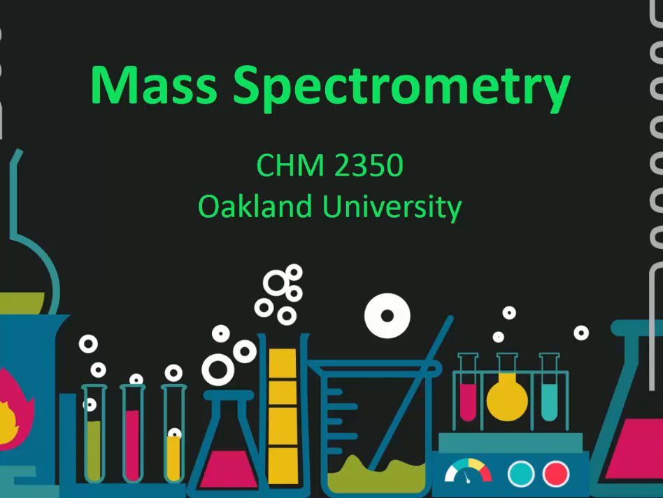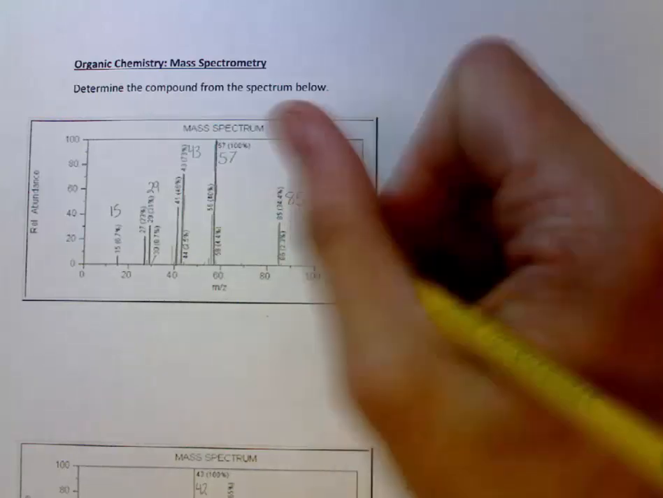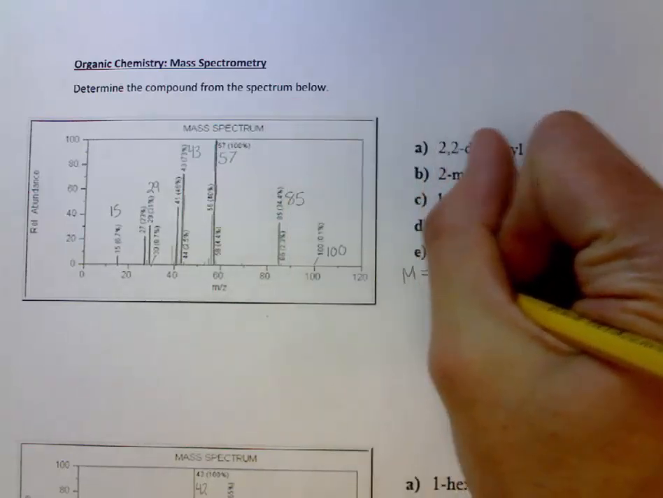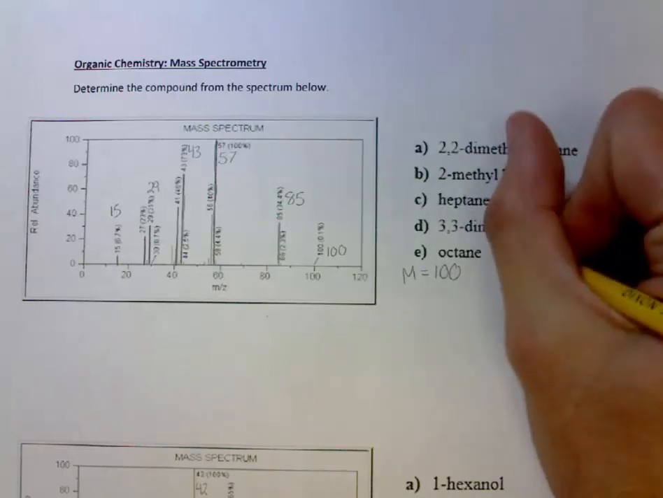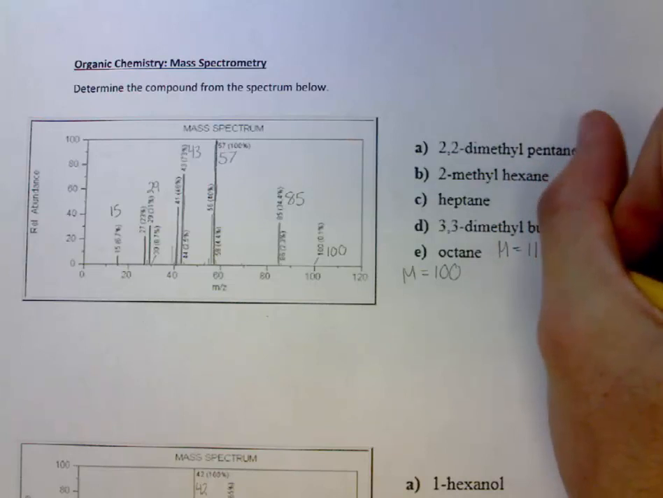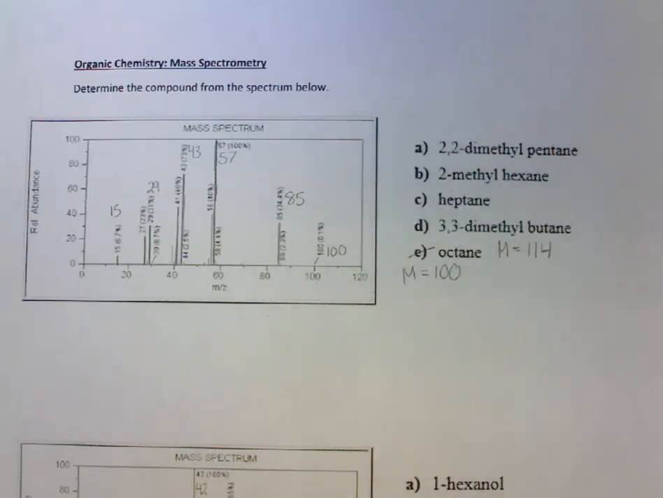In this video, we'll be talking about mass spectrometry. Here we have a mass spectrum and we have 5 options for the corresponding compound. The M value for this compound is going to be 100. If we look at octane, octane is an M value of 114. So that will not be the answer.